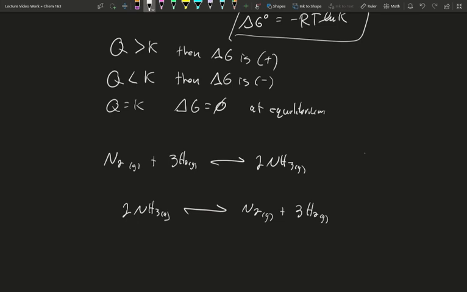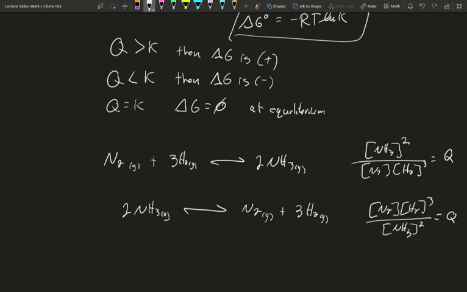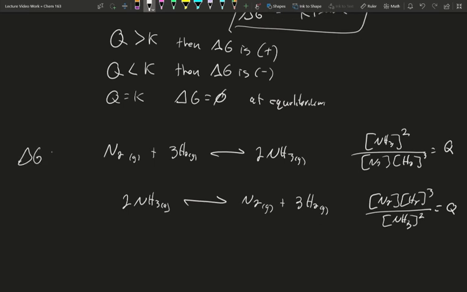If I have a mixture for the top here that says I have some ammonia, I have some N2, and I have some H2, all that's going to be equal to Q. For those same amounts, the reverse reaction would just flip what's on top and bottom. You'd get the inverse value, which would change when we do the subtraction whether what you calculated out was positive or negative. If delta G for the first reaction is positive, it's negative for the reverse reaction.